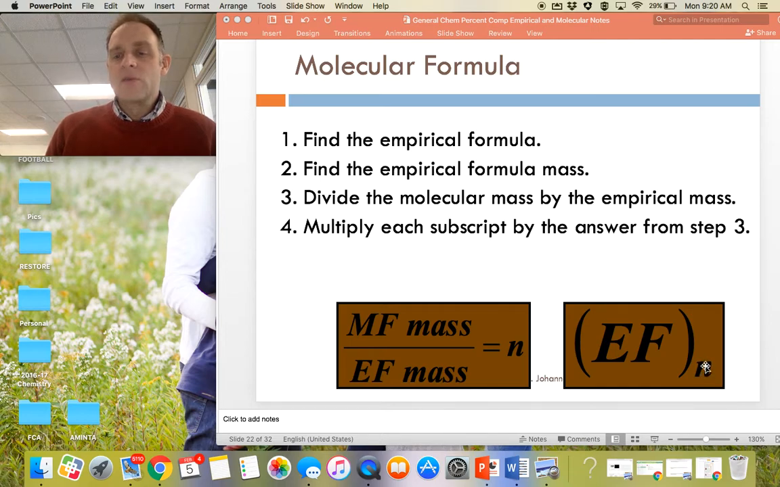Okay, so if N is 1, empirical formula doesn't change. If N is 2, I double whatever the atoms are in there. If it's 3, I triple whatever atoms are in there. All right, let's give you an example.